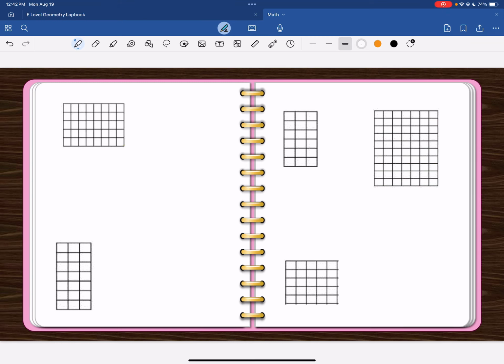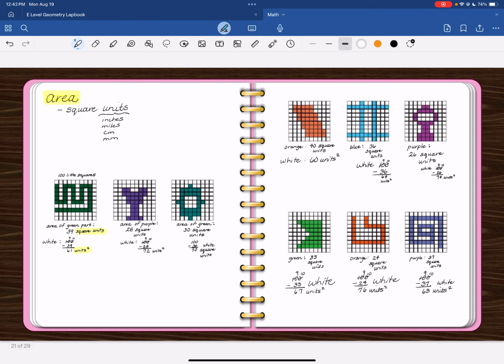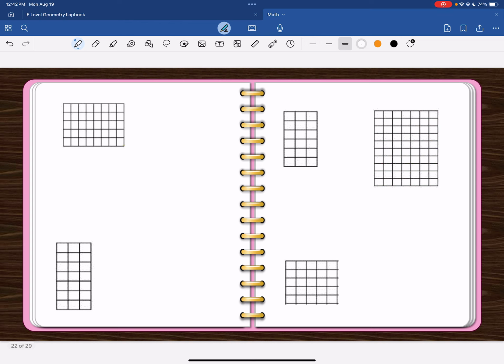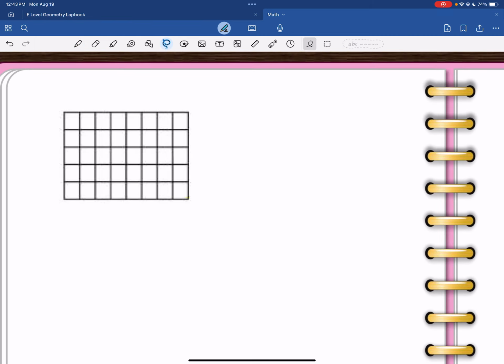Here we are looking at the area of rectangles. And if you recall, in our last lesson, we looked at counting squares to get the areas. And here we're looking at something that appears to be similar, but I'm going to show you how to use formulas in this particular lesson. So before I get started with that, let me pull this down.